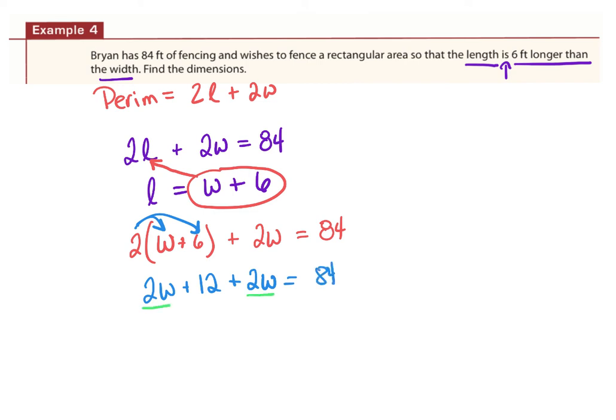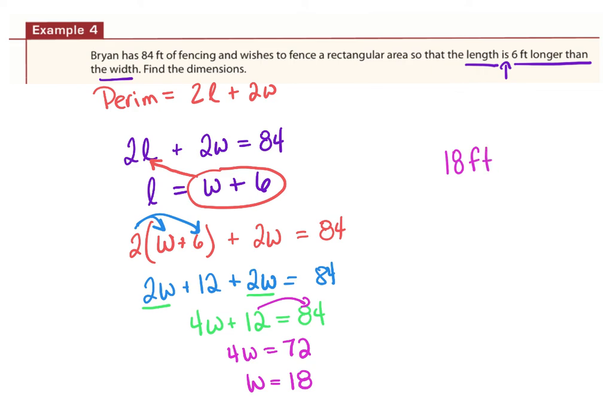Combine your like terms. 4W plus 12. Subtract my 12, and then divide by 4. I have one of my dimensions, W. It is 18 feet. If my length is 6 foot longer, I just plug it in. How long is my length? 24, so it's 18 feet by 24 feet. And I am done with that one.